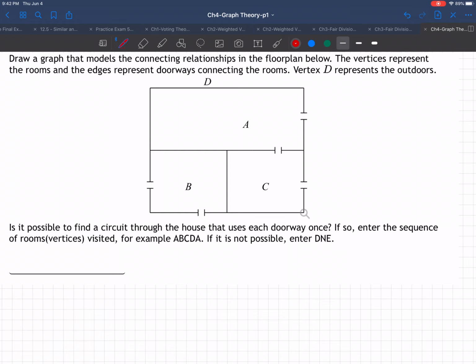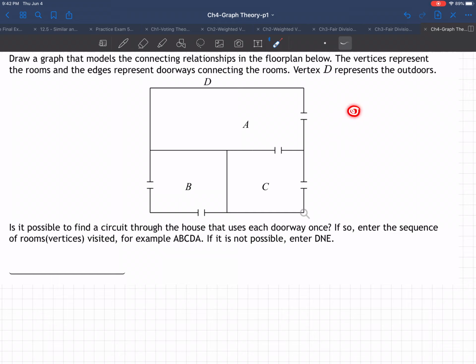So let's do this. We want to figure out, well, let me get down to the question. Is it possible to find a circuit through the house that uses each doorway once? If so, enter the sequence of rooms, vertices, visited. For example, A, B, C, D, A. If it is not possible, enter D and E does not exist. So what are they saying? Is it possible to find a circuit through the house that uses each doorway once? In other words, is there a way to go through the house going through each doorway once?